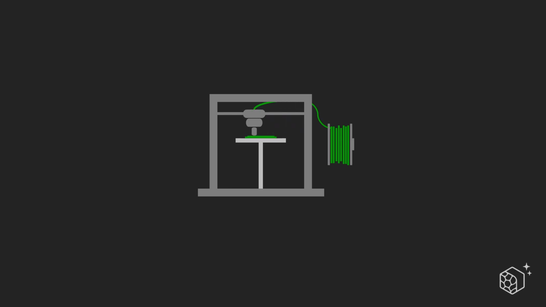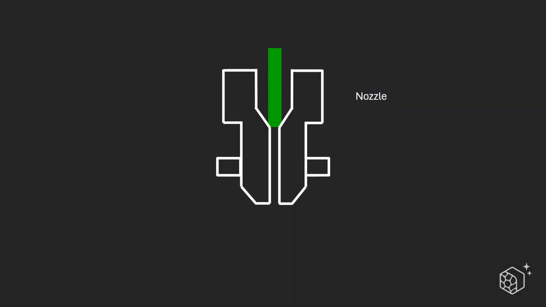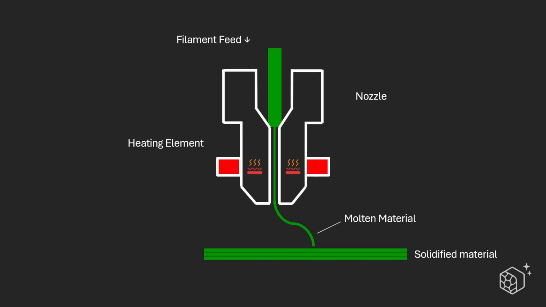First, we have FDM, or Fused Deposition Modeling. This is the most widely used type of 3D printing, especially for desktop 3D printers. In FDM printing, a plastic filament is heated until it melts and is then extruded through a nozzle. The printer deposits the material layer by layer, gradually building the object from the bottom up.